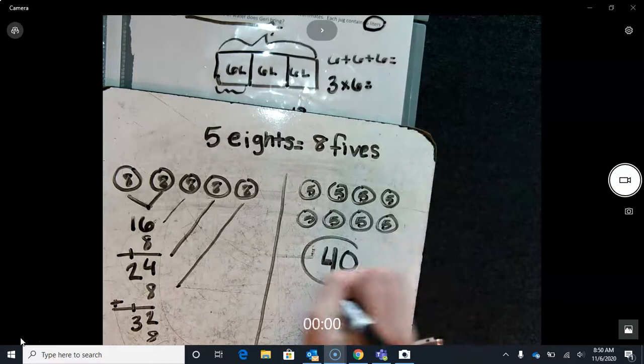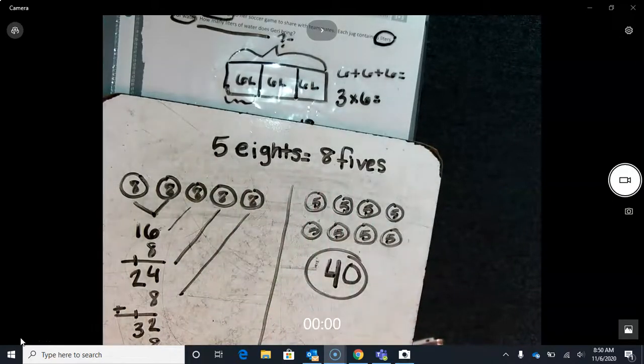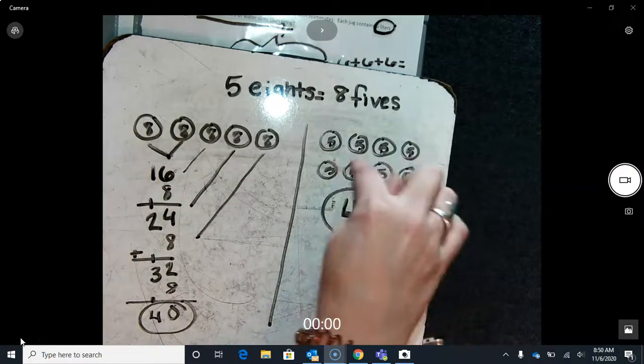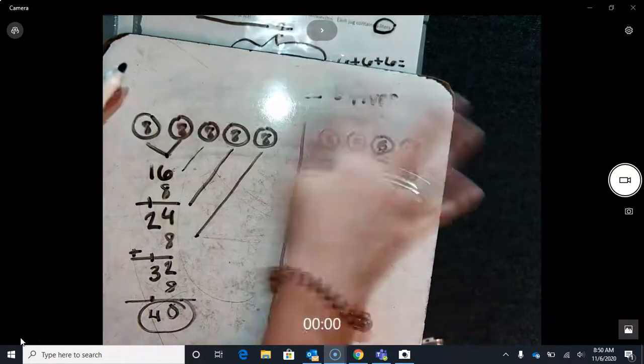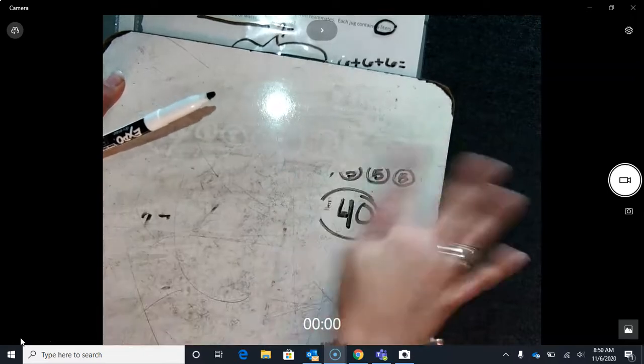So 5 eighths is the same as 8 fives, and we use the commutative property in order to solve. So because I didn't know how to skip count 5 eighths, I could use my 5 facts, or skip counting by 5, to get the same product, and we call that the commutative property. All right, and we're going to try one more. I'm going to let you guys try this one, and then we'll check it together.